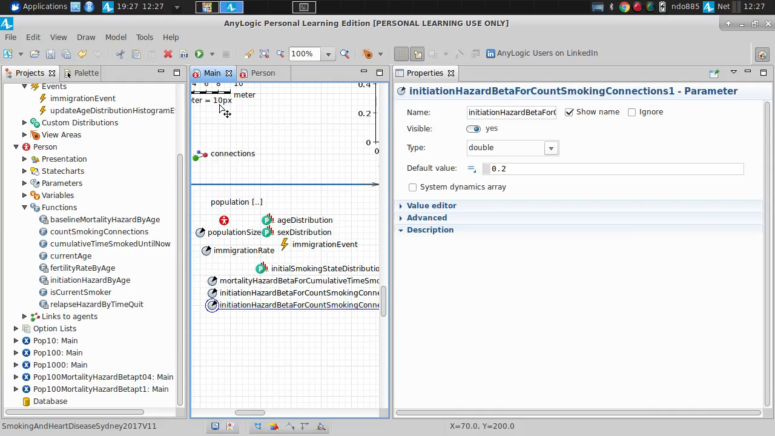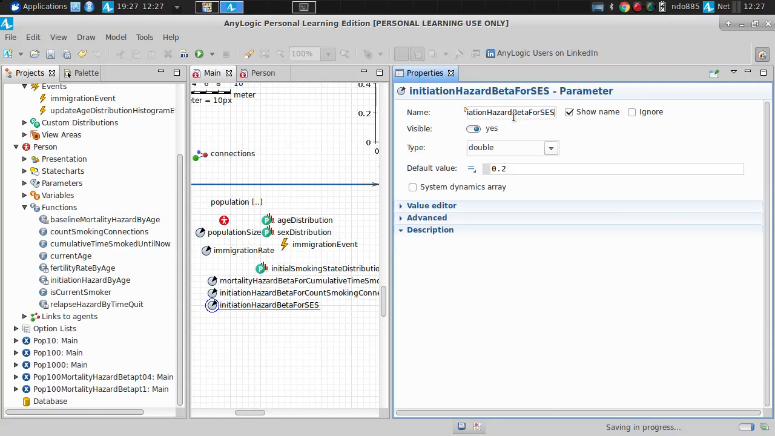Let's go over to main. Notice what I just did. I just clicked on one of these and I held down control and I dragged and it duplicated it. So this would be initiation hazard beta for SES, instead of count smoking connections. And I'm going to make it 1.0.